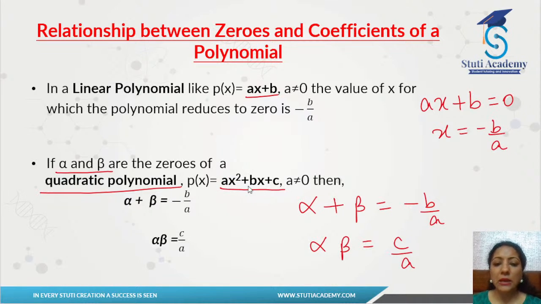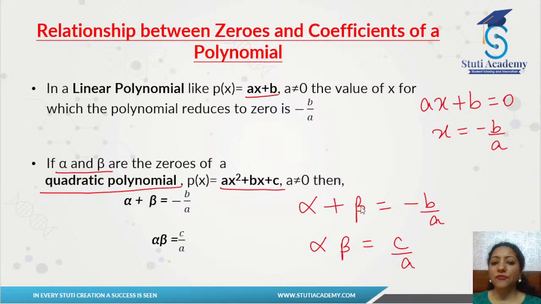Children, I am repeating this entire thing again. We have a quadratic polynomial, which we already know has degree 2, so it has 2 zeros. Let us take the 2 zeros as alpha and beta, and the quadratic polynomial we have taken in the standard form as ax square plus bx plus c.